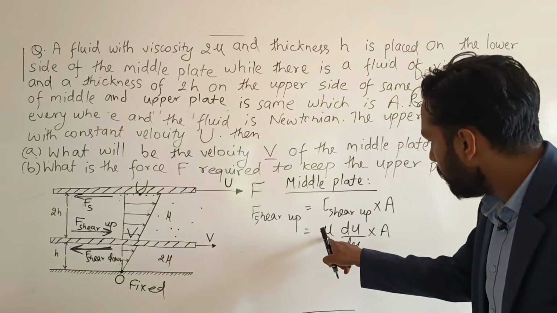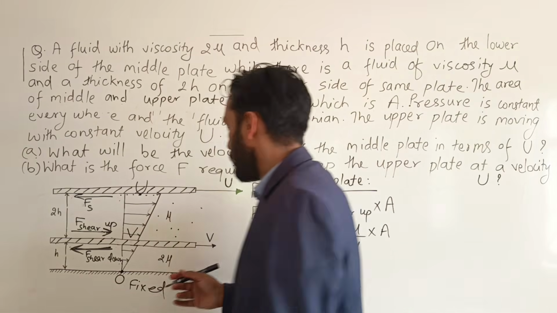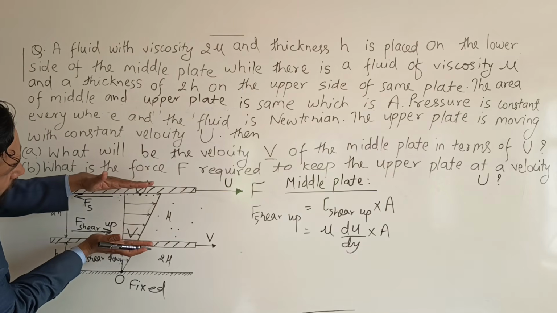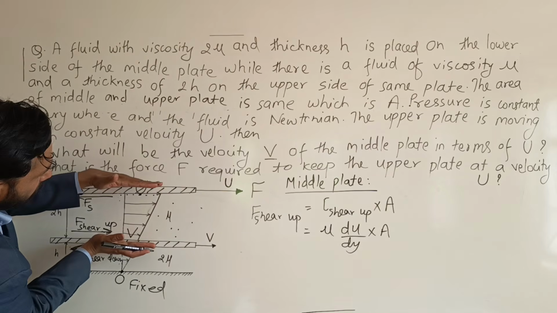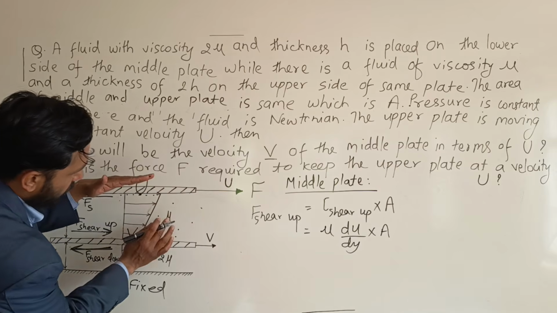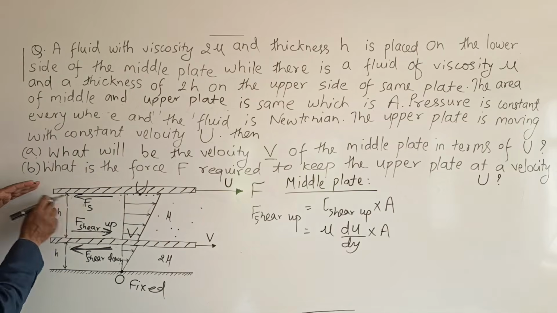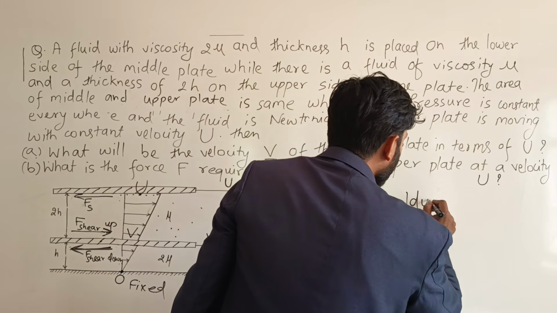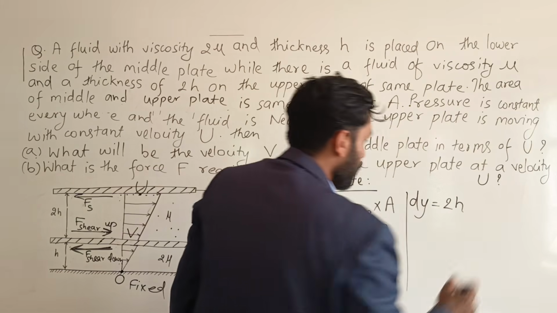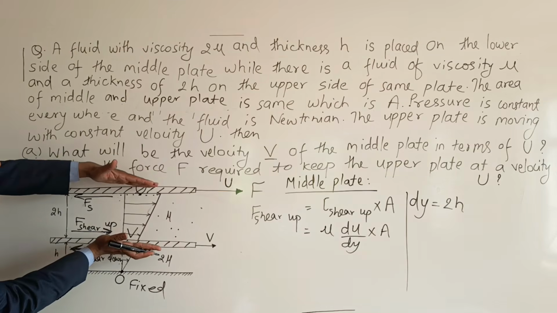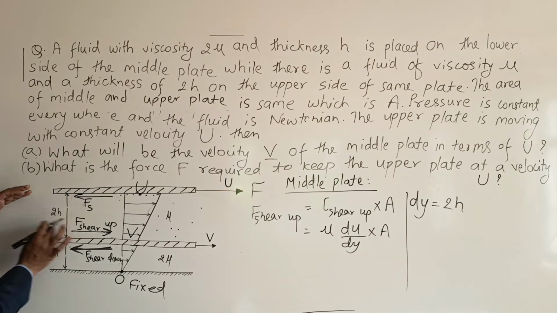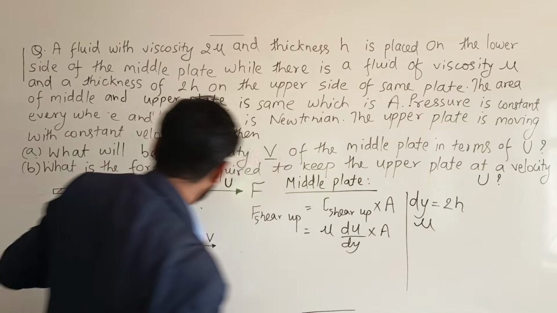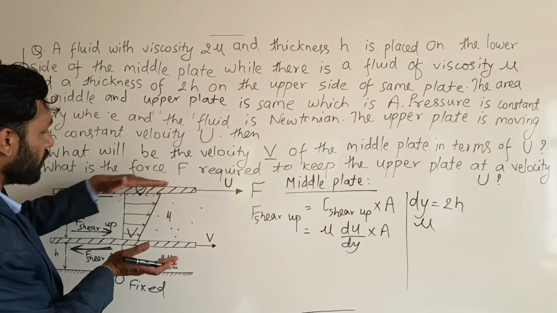And what is mu in this portion? Let's stay on the middle plate and the boundary. For the middle plate, the boundary is the upper plate. In between the middle plate and the upper plate, there is a liquid having viscosity mu and thickness 2h. That's why the thickness dy is equal to 2h here, and the viscosity is mu between the middle plate and the upper plate.